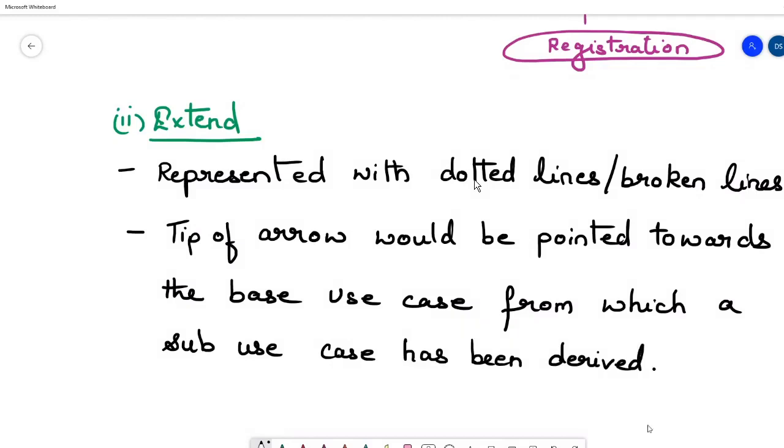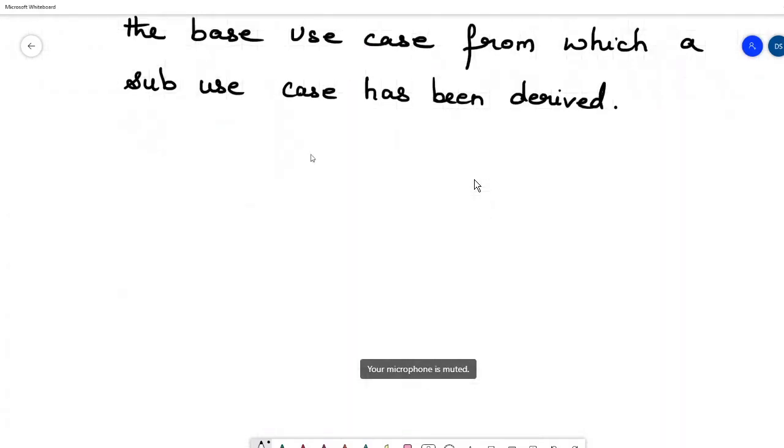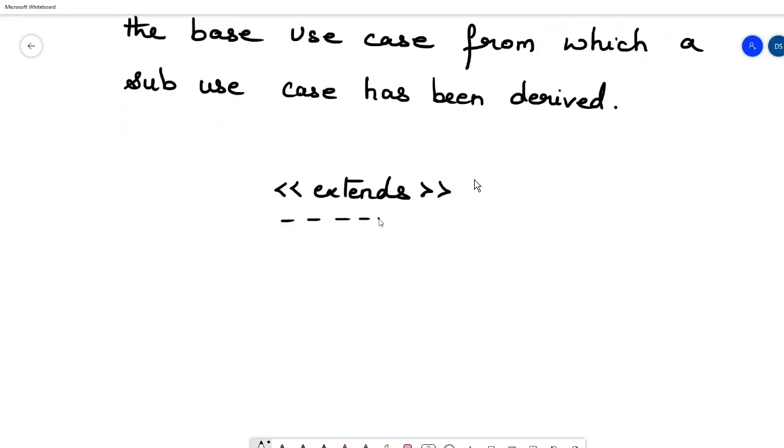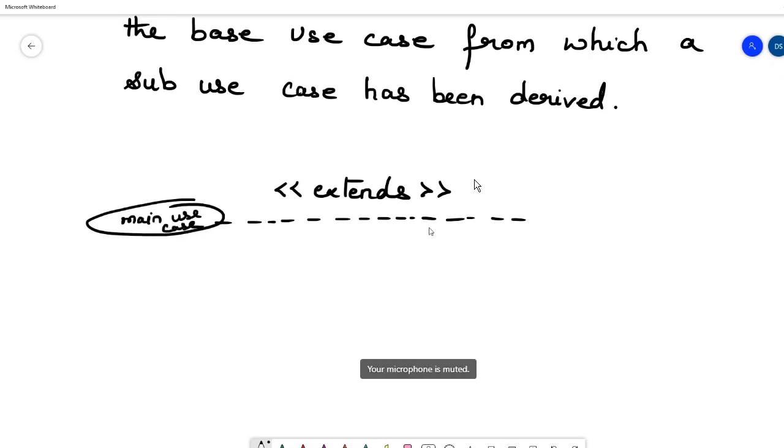So how is it represented? It is also written like this: extends. So here we can say it can be the main use case, and this we can call the sub use case, maybe a parent or a child class. Okay, like that.